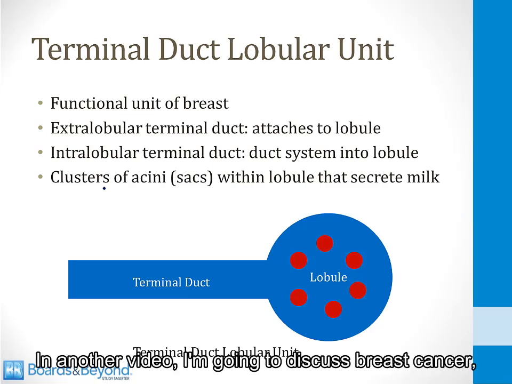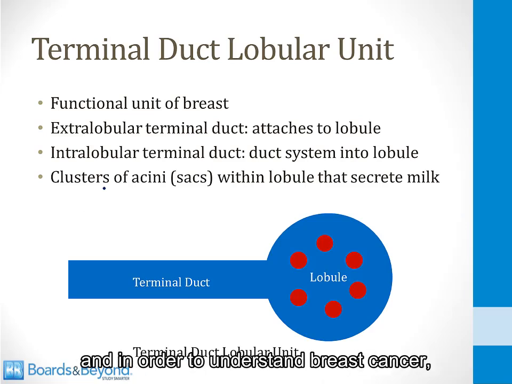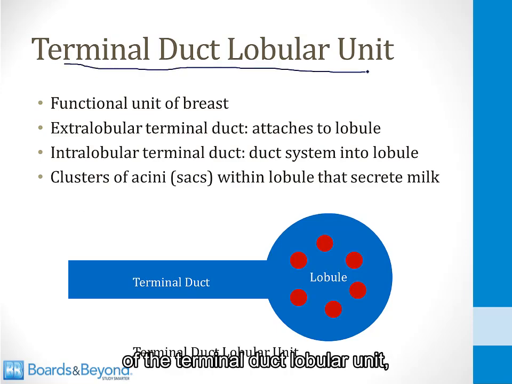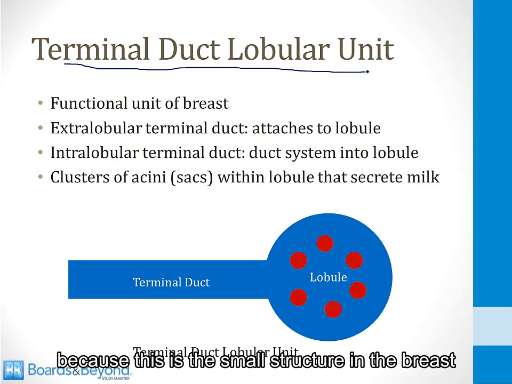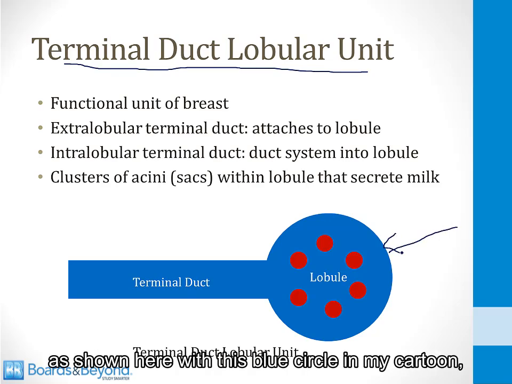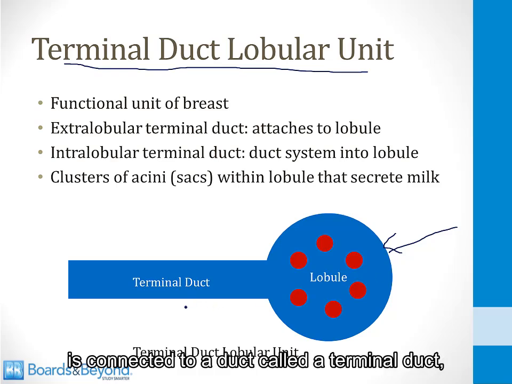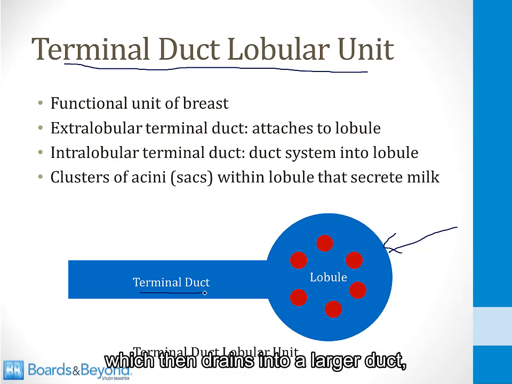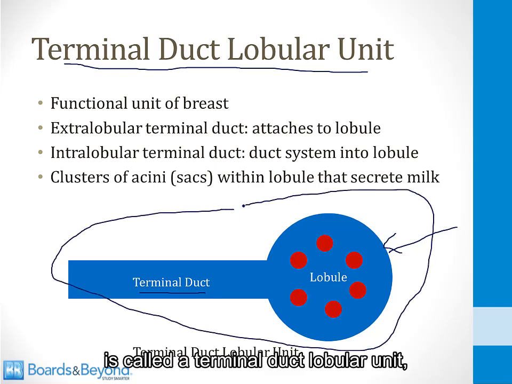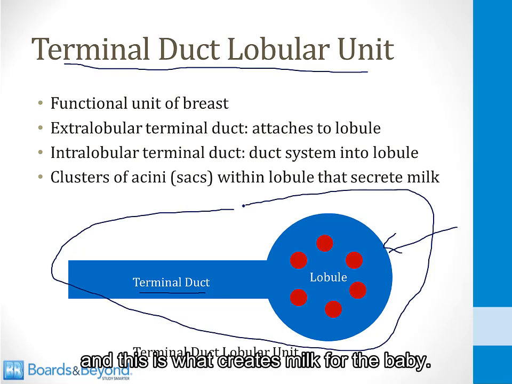In another video, I'm going to discuss breast cancer, and in order to understand breast cancer, you must understand the concept of the terminal duct lobular unit, because this is the small structure in the breast from which many breast cancers arise. So basically, each lobule in the breast, as shown here with this blue circle in my cartoon, is connected to a duct called a terminal duct, which then drains into a larger duct, which then takes milk out to the nipple. So each terminal duct and lobule is called a terminal duct lobular unit, and this is what creates milk for the baby.